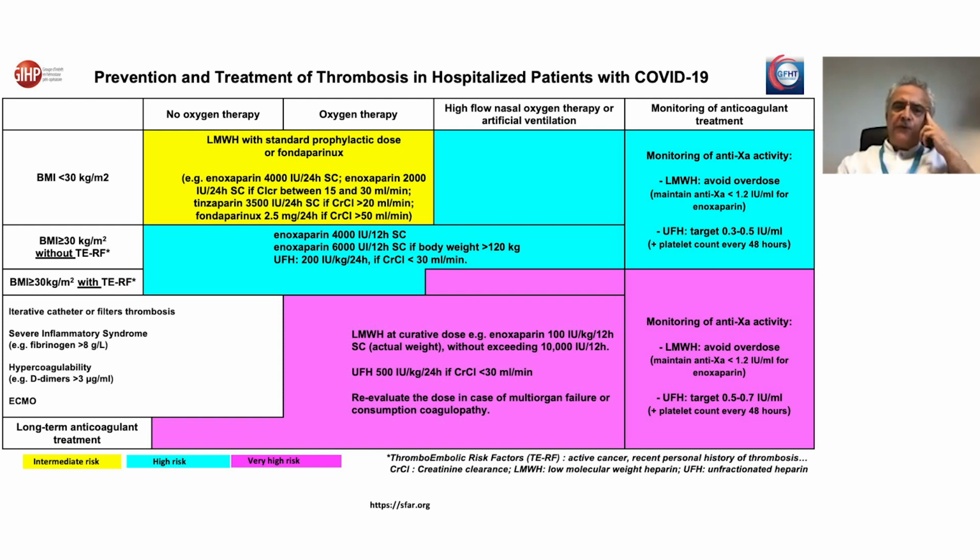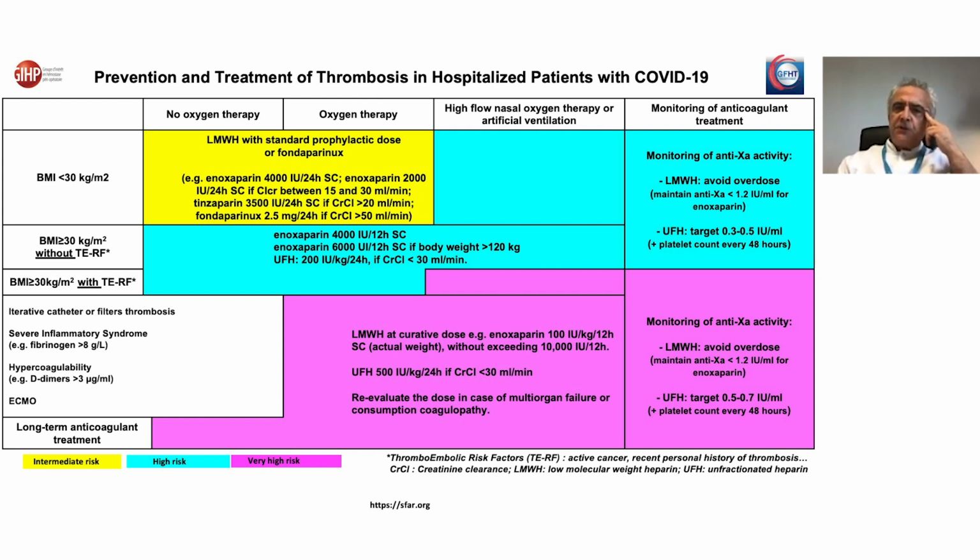factor for venous thrombosis, and also the BMI has been associated with the prognosis of COVID-19. And also because the dosage of anticoagulant needs to be adjusted to the BMI or the weight. And this is why we ended up with 3 categories in 3 colors, the yellow, the blue, and the pink. In the yellow boxes, those patients have a relatively low risk for thrombosis because they are not in the ICU, they have no criteria to be in the ICU, and they have no risk factors.